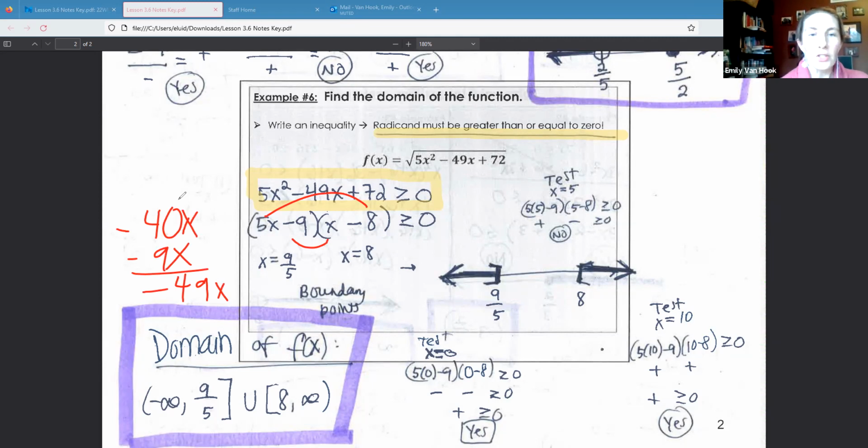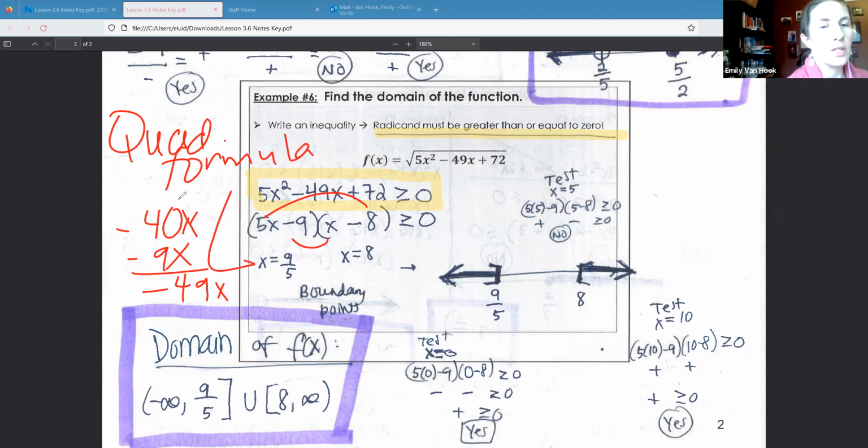If you're stuck with factoring, remember, you can use the quadratic formula if you prefer. Quadratic formula is fine to get those endpoints. You would still end up getting 9/5 and 8. You'd still have to test those intervals. So that's my number line here. I checked each interval, and what ends up working is the 2 going in either direction.